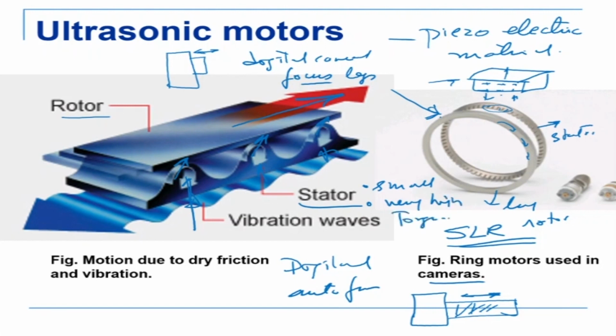They have very high torque because there is physical contact between the rotor and the stator. So they can provide good torque, the size is very small, and they are not very expensive. They are pretty cheap motors. This is what has ensured that these ultrasonic motors are used in cameras and in many motion devices.